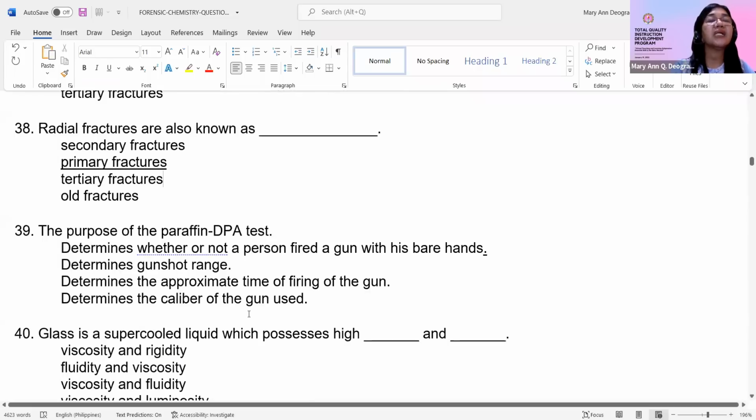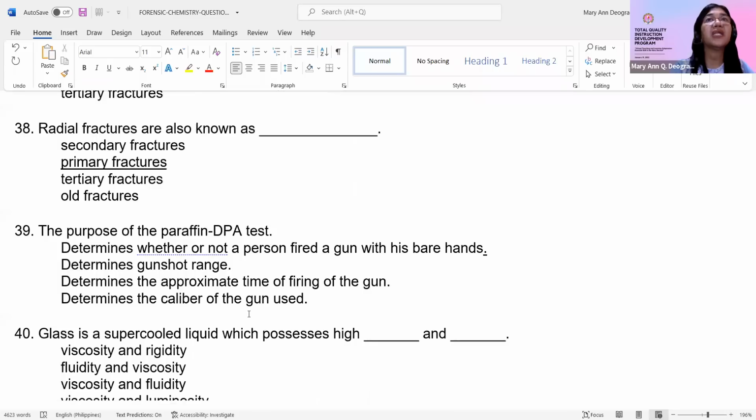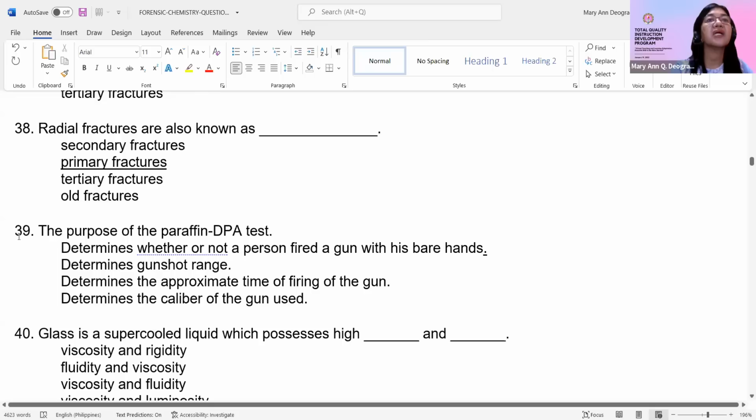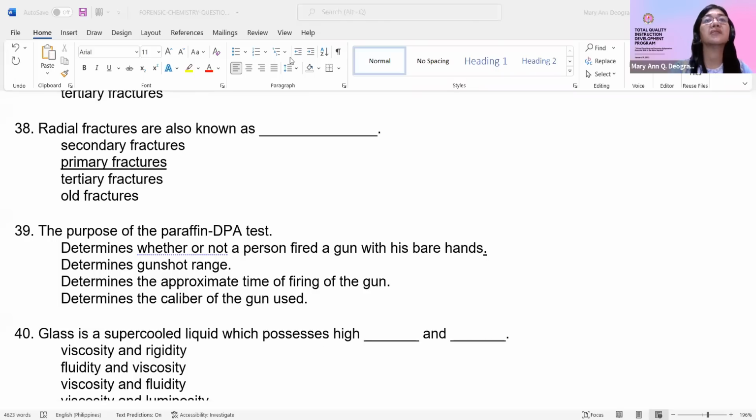What's the answer? The purpose of the DPA paraffin test determines whether or not a person fired a gun with his bare hands, determines gunshot range, determines the approximate time of firing of the gun, determines the caliber of the gun used. Anong sagot? Letter? Okay, A.